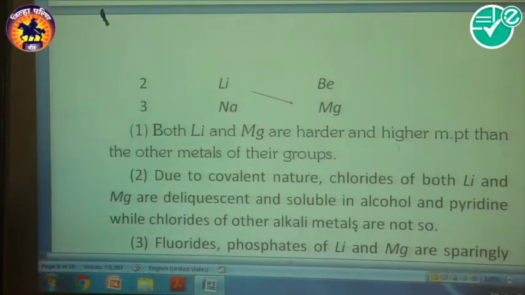So what are those properties? See here, both lithium and magnesium are harder, right sir? Okay, right.